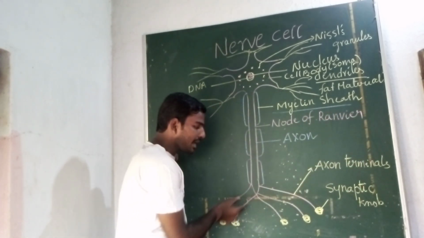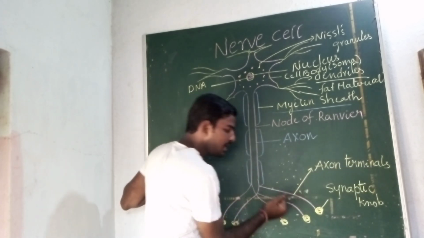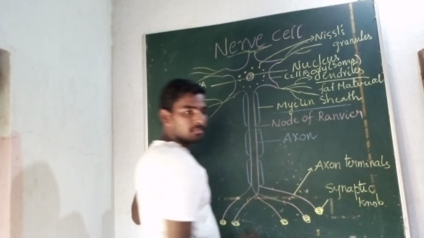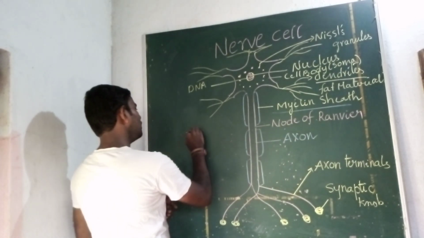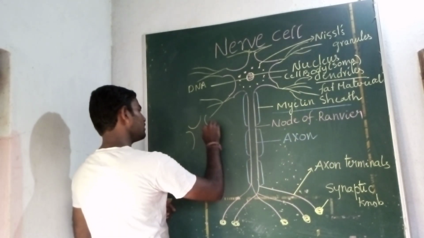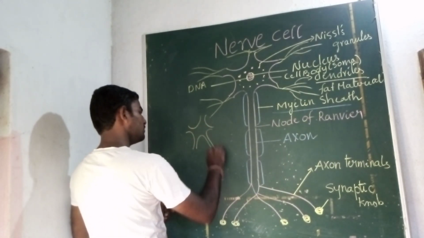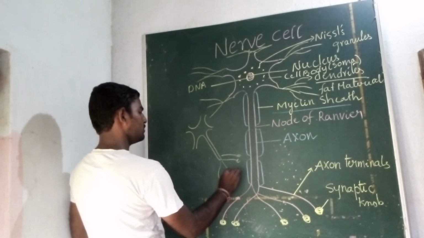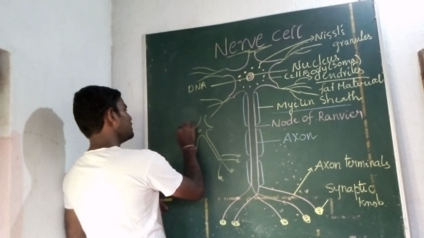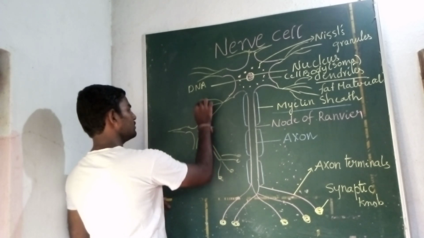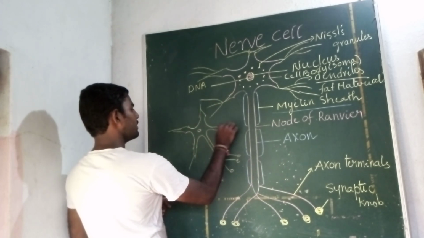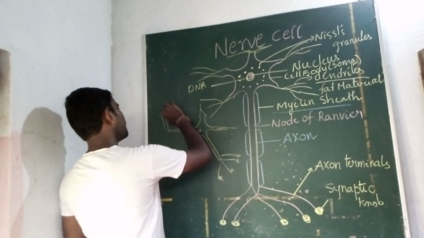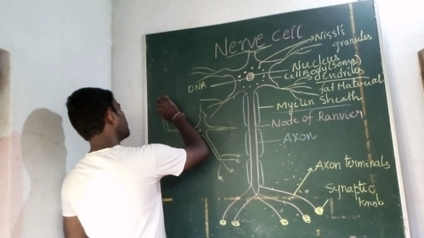These axons end with axon terminals, and there is a knob that is called the synaptic knob. Let us see, I will draw a small nerve cell, having all parts like this only. See, dendrites are there. These dendrites will connect to the dendrites of another neuron.